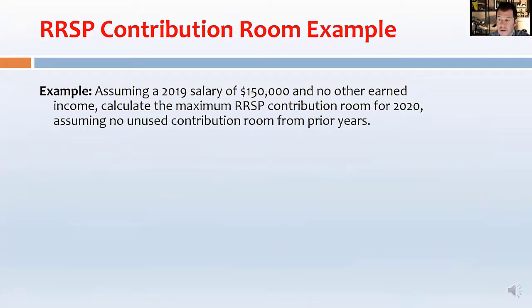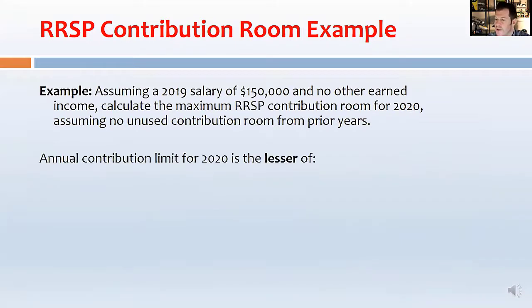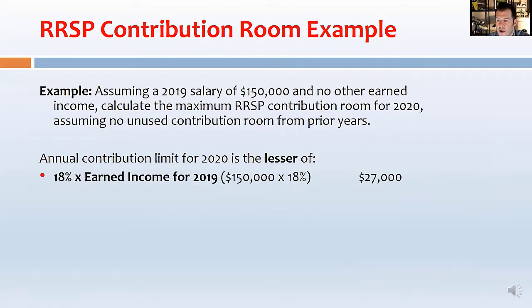Sure. Let's assume a 2019 salary of 150 grand and no other earned income. What's the maximum RRSP contribution for 2020, assuming there wasn't any contribution room from prior years? If there's stuff left over from prior years, you just add that on. So here's the annual contribution limit. It's going to be the lesser of two things. One is 18% of the earned income of the prior year, 2019. So 150 grand times 18%. Looks like it's 27,000.